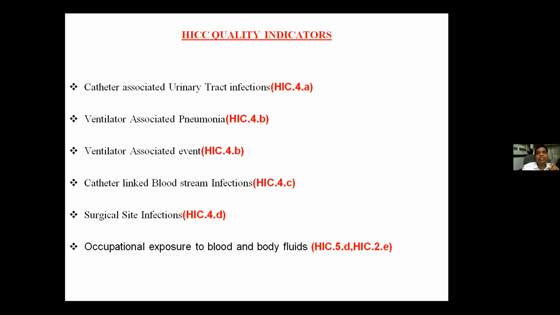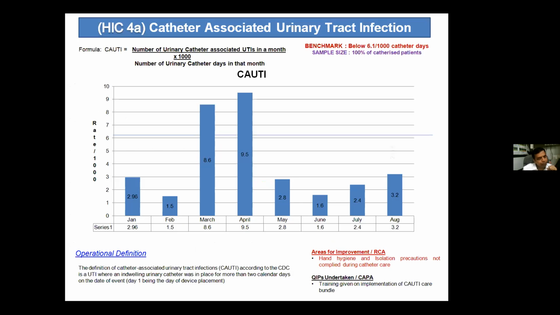Now, which are the indicators that we monitor for the hospital infection control committee? It includes indicators like catheter associated urinary tract infections, ventilator associated pneumonia or ventilator associated event, catheter linked bloodstream infections, surgical site infections, and occupational exposure to blood and body fluids. So these are the indicators that need to be monitored on a monthly basis for the hospital infection control committee.